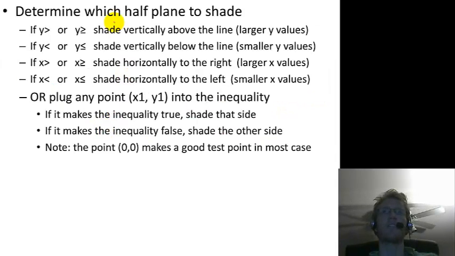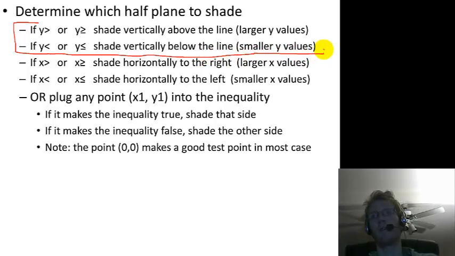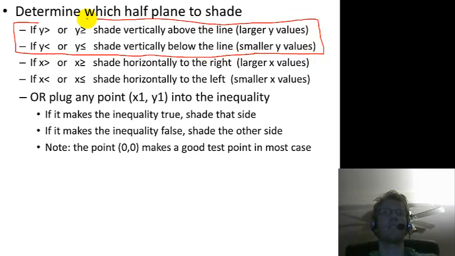The second thing is, how do you decide which half to shade? You cut the plane in half with the boundary line, and then do you shade one side or the other? If you have your equation solved for y, in other words in slope-intercept form, this box is going to tell you what to do. If your equation starts with y is greater than, or y is greater than or equal to, your solutions are y values which are above the line, so you shade vertically upward, larger y values. And if you have y less than or equal to, you shade below. So if you know something about the y variable, you shade vertically above or below.